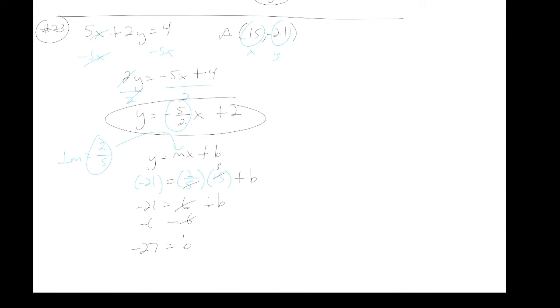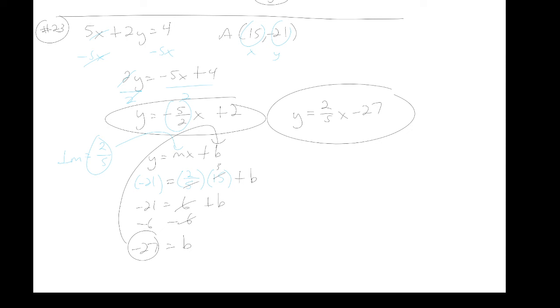Take this guy, my new negative 27, plug it into b. So then I have my new equation, which is y is equal to 2/5, right? My perpendicular equation to this original one, 2/5 x, and it's plus negative 27 or just minus 27, okay? There are my two equations.